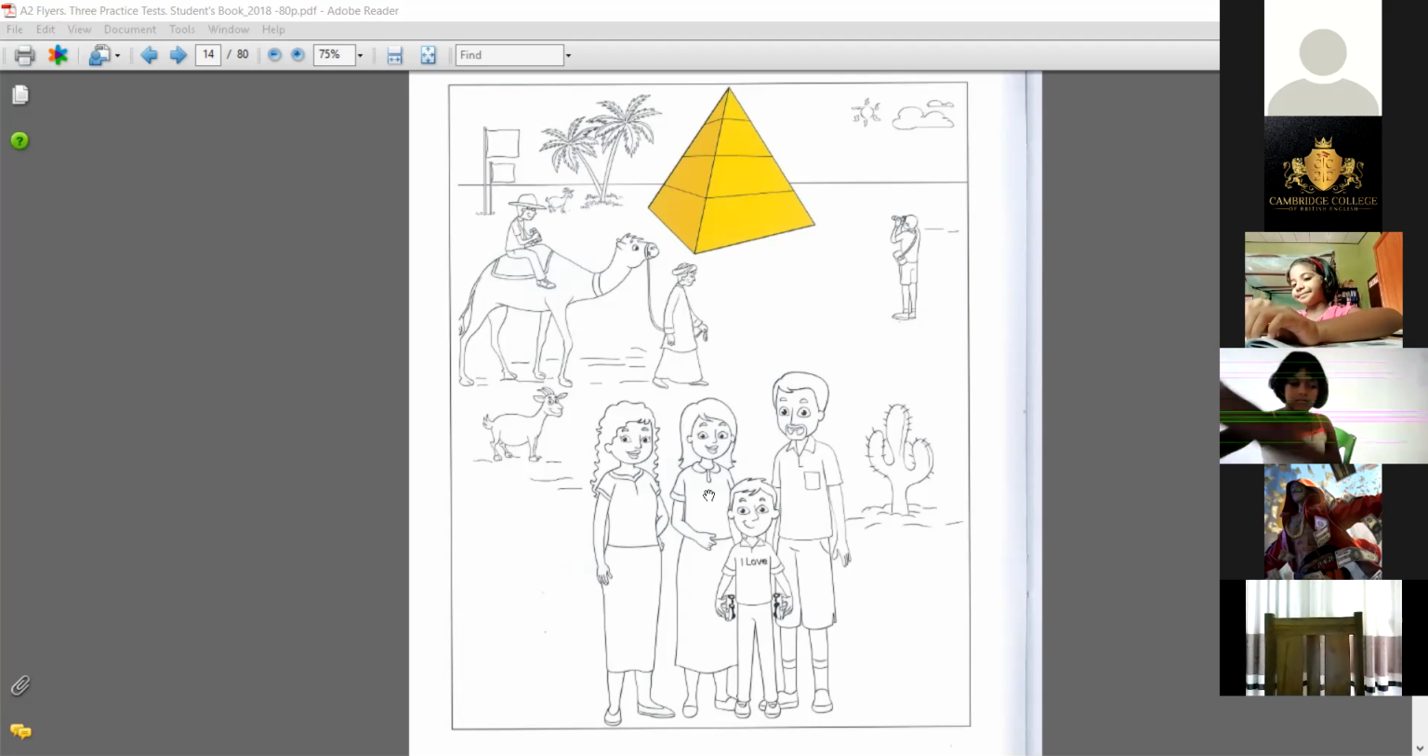Can I write something else now? Yes, okay. Look at the little boy at the front of the picture with the toy cars. He's got a t-shirt with words on it, but one word is missing. I love. Can you see that? Yes, I can, but I don't know what the missing word is. It's cars. It should say, I love cars. Can you write the word cars for me? Okay, I'll do that now.